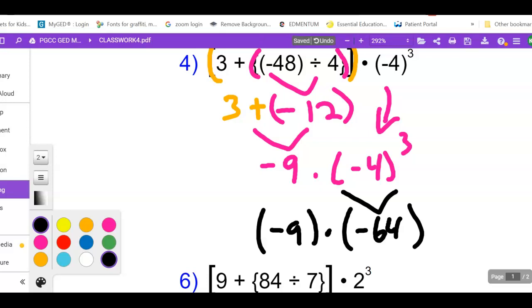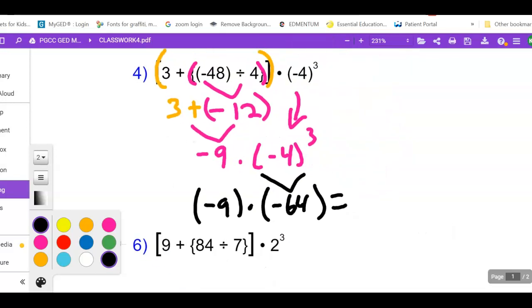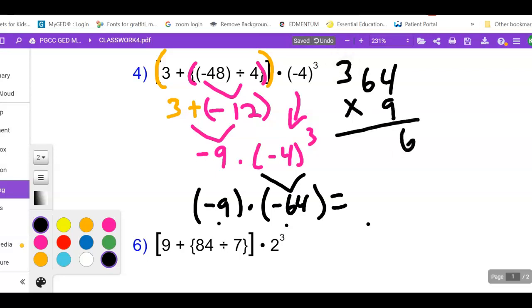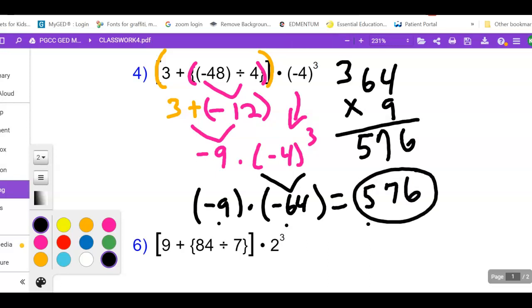Multiplying this by hand. Remember, let's do that over here. First, I know my answer. Whatever my answer is going to be positive, because I have a negative times a negative. Your answer will be positive. So if I do my scrap work, 64, I'll write it this way, times 9. 9 times 4, 36. 9 times 6 is 54 plus 3, 54, 55, 56, 57. So my answer, positive 576.